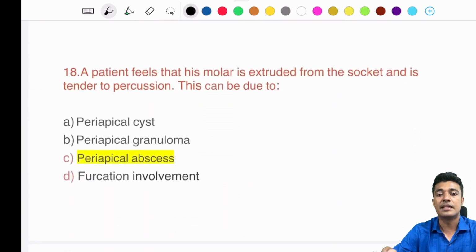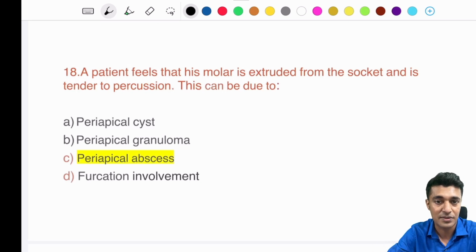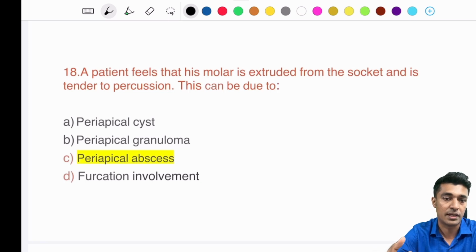A patient feels that his molar is extruded from the socket and is tender to percussion. That is typically because of a periapical abscess. When there is an abscess formation, it tends to push the tooth out of the socket, and the tooth will appear elongated for the patient.